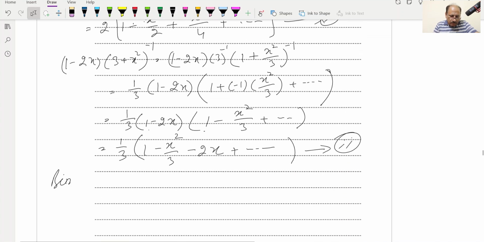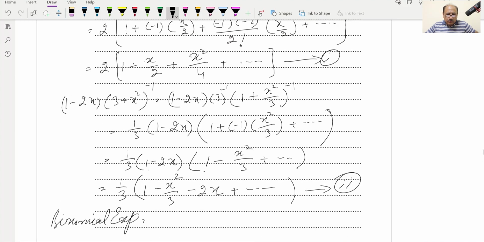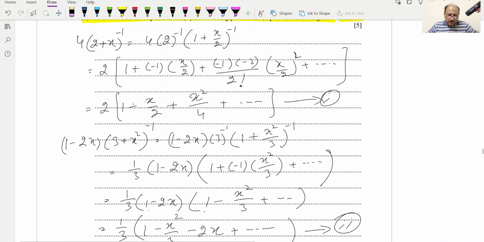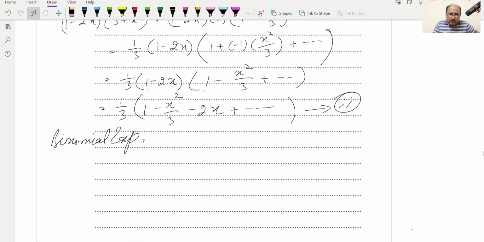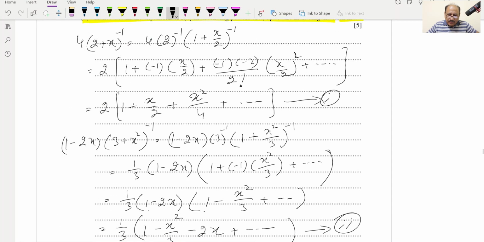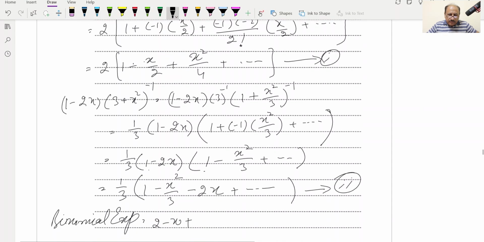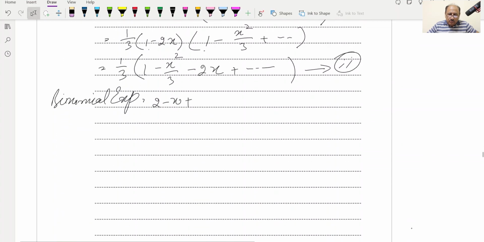So binomial expansion will be equal to what? We can rewrite it as 2 minus x, we will multiply this 2 inside, so it will be 2 minus x, and plus next will be x squared over 4 multiplied by 2, which will be x squared over 2.